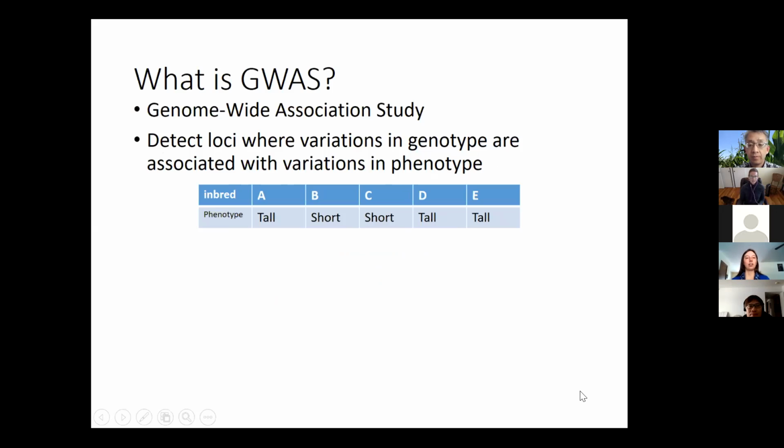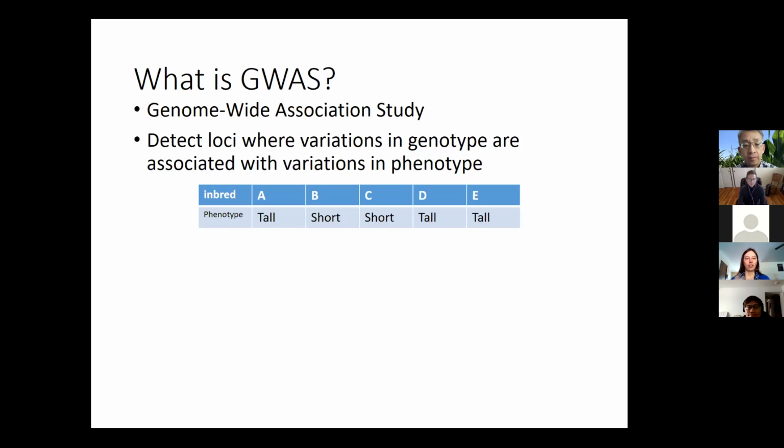Now, I know a lot of you are already very familiar with GWAS, maybe used in your own research, but just to bring everyone up to the same page, I wanted to talk just a little bit about what GWAS is. Well, it stands for Genome-Wide Association Study. And the goal of GWAS is just to detect loci where variations in genotype are associated with variations in phenotype.